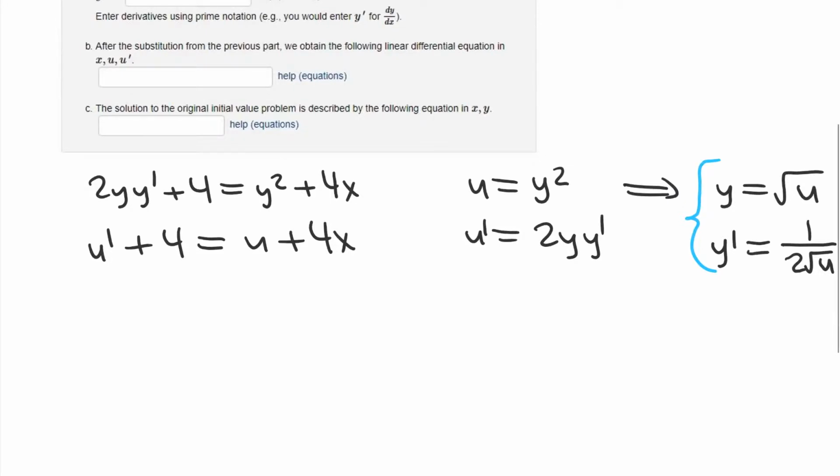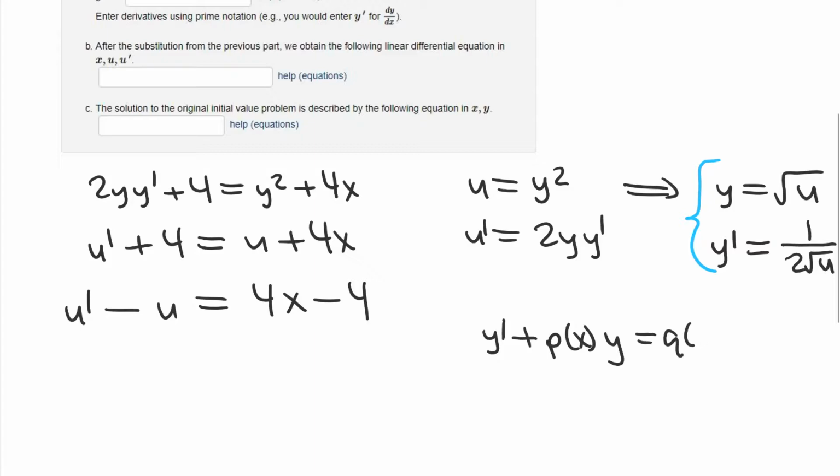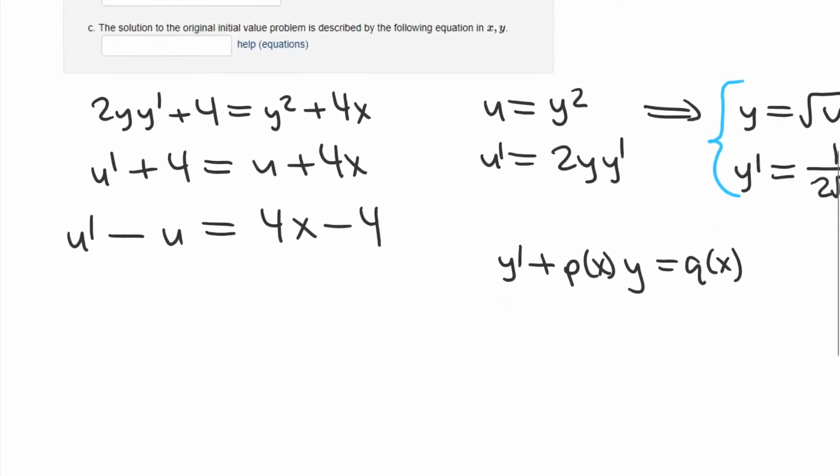To actually solve this new equation, I'm going to write it in the linear standard form. If I move u to the left-hand side and then move that 4 to the right-hand side, this is the same form as y' + p(x)y = q(x) that you probably are familiar with. And again, we can use an integrating factor or variation of the parameter or whatever method you were taught. I'm going to use an integrating factor here.